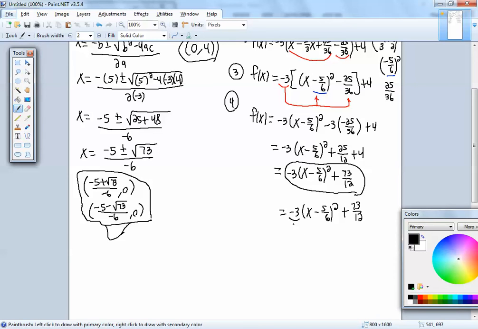Now whatever number's in front of your parentheses is your a, so they tell us a is negative 3. It's negative, which means the graph's going to open down. Our h is what's inside the parentheses with the x, and it's always the opposite sign, so h is positive 5/6. And our k is the number at the end, which is 73 over 12. Now our vertex is going to be (h, k), which would be (5/6, 73/12).